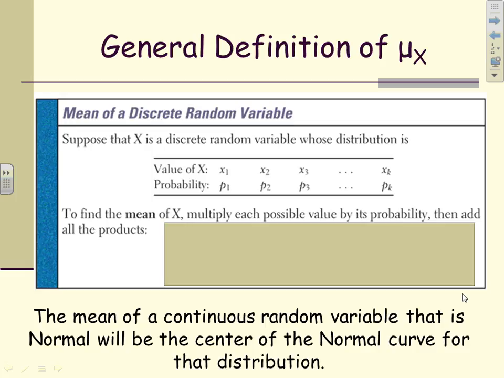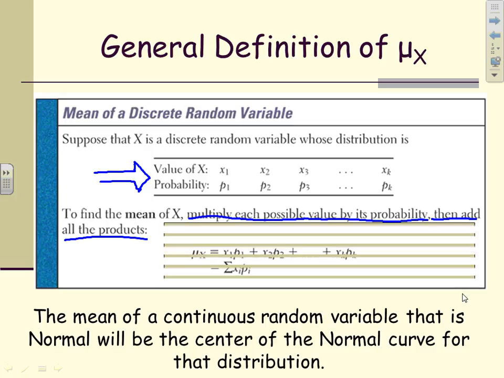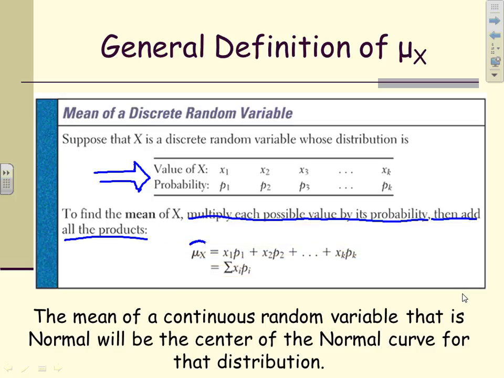To generalize what's going on, if we have this probability distribution for a discrete random variable in general terms, and you want the mean of x, all you have to do is multiply each possible value by its probability, and then add all the products together. In notation form, the mean of x is equal to x1 p1 plus x2 p2 plus ... all the way out to xk pk. In simpler terms, sigma xi times pi. So all this is the sum of all the x's times p's. Now again, this is only true for discrete random variables.